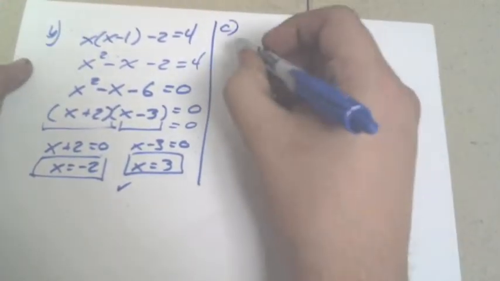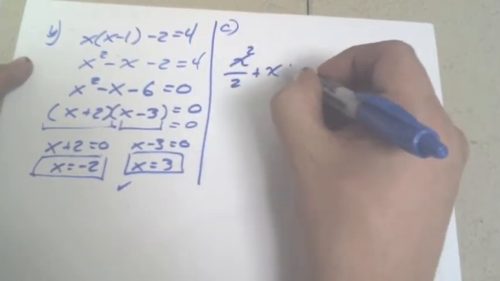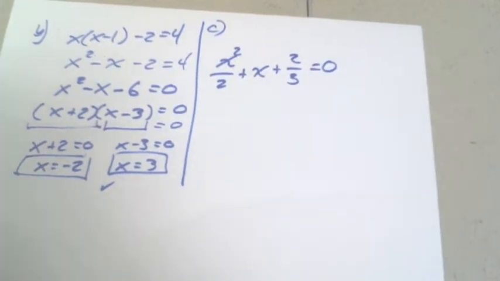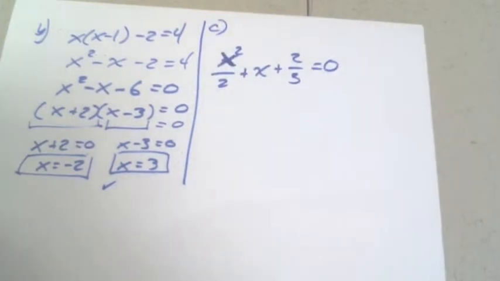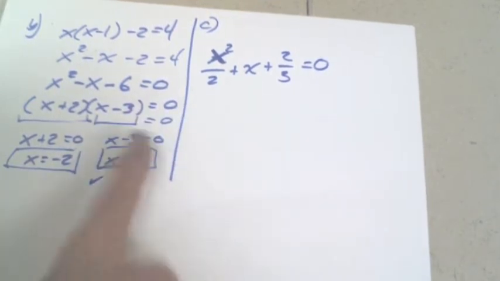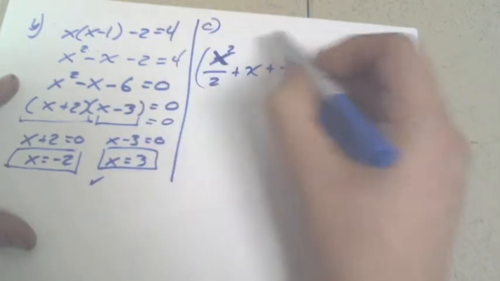Okay, C. C is nice and fun. X squared over 2 plus x plus 2/3 equals 0. Again, this has a lot of fractions in it. Well, not a lot, but enough. And getting rid of the fractions is often nice, and that clearing fraction technique will work just as well.